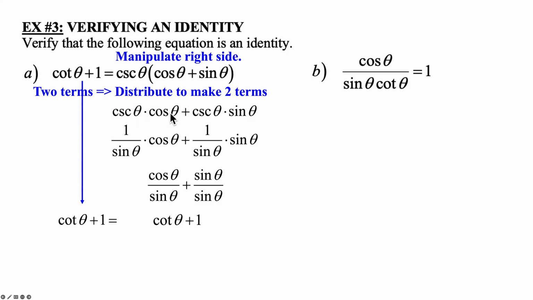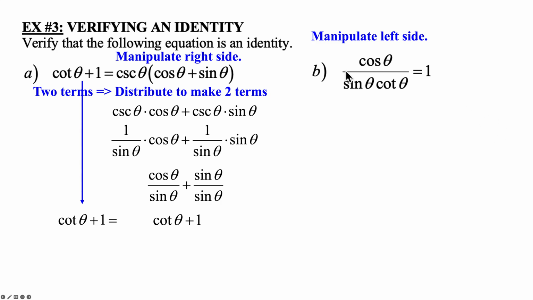Very important: do not skimp on your work here. The more you show, the better. It's like writing your English essay papers. More detail will get you more points. For part B, obviously, we don't want to start with 1 and manipulate that. We're going to start with the left.